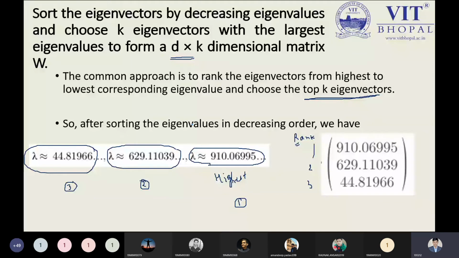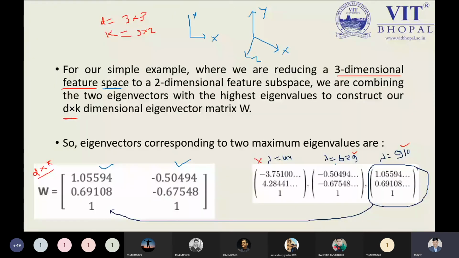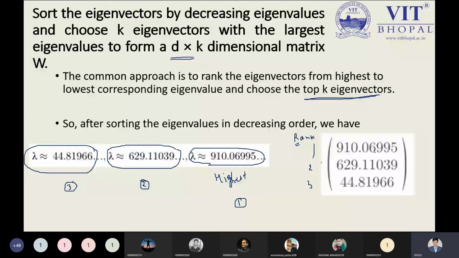Okay, so with each and every eigenvalue, you can determine the highest rank of the eigenvalues. What we have is 910. Next highest rank, that is second, we have the value of the eigenvalue, 629, and then we have 4.81. From this perspective, we need to determine the eigenvectors. So what are the eigenvectors? We have already calculated them over here.